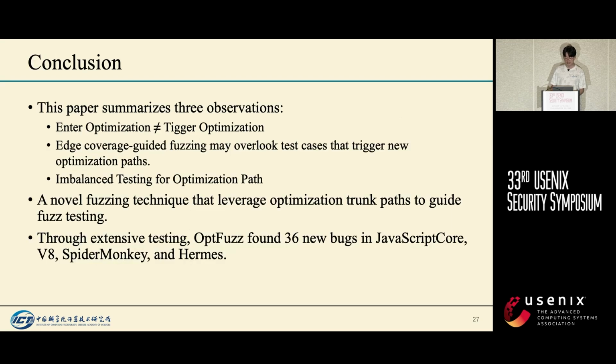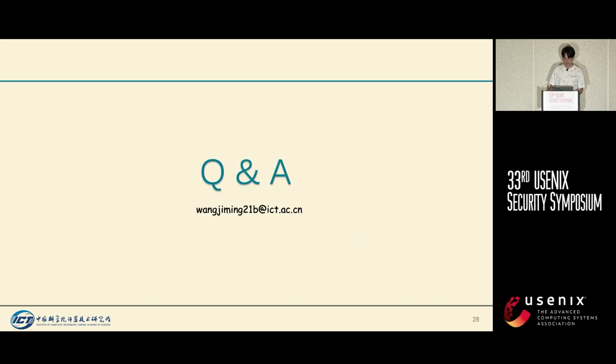Finally, conclusion. This paper summarizes 3 observations. Entering the optimization is not equivalent to triggering the optimization. Edge coverage guided fuzzing may overlook test cases that trigger new optimization paths. And the third one, imbalanced testing for optimization paths. Based on these 3 observations, we present the first optimization trunk path guided fuzzing, OptFuzz. Through extensive testing, OptFuzz found 36 new bugs in 4 mainstream JavaScript engines. That's all. Thank you.